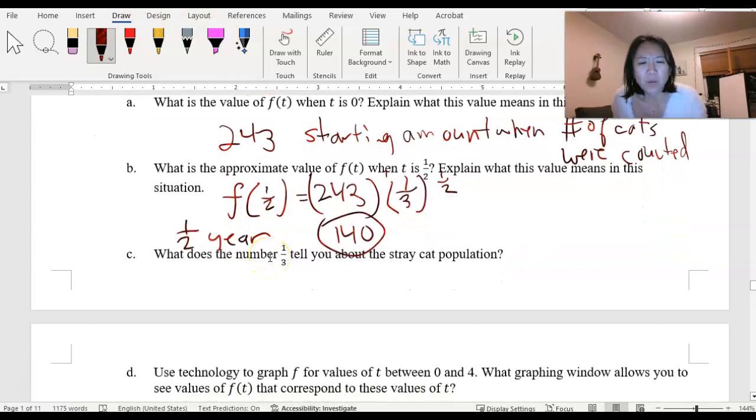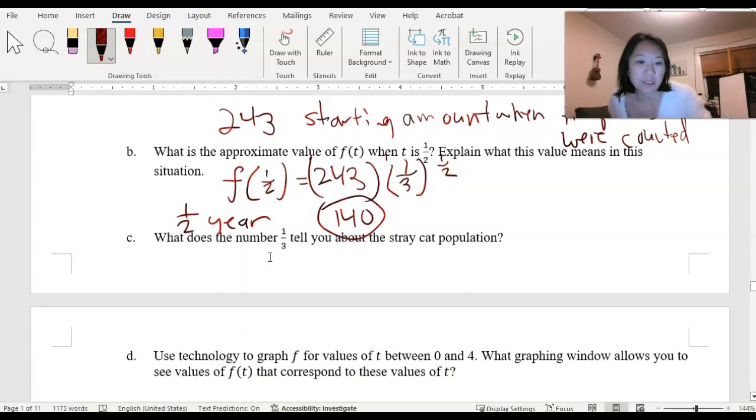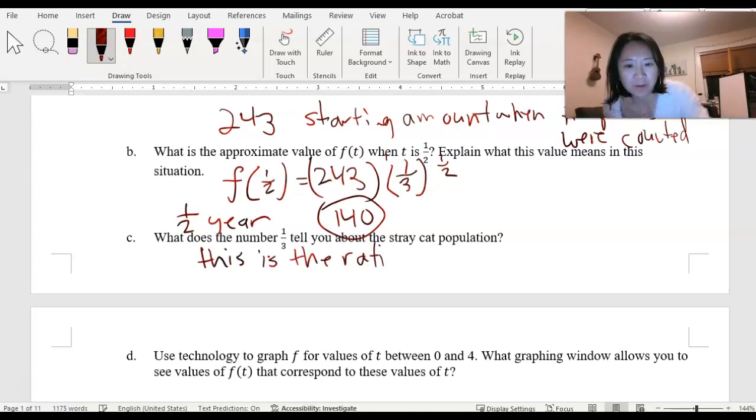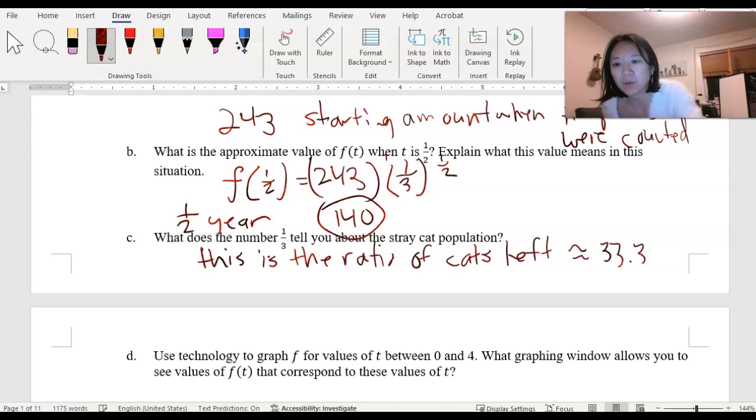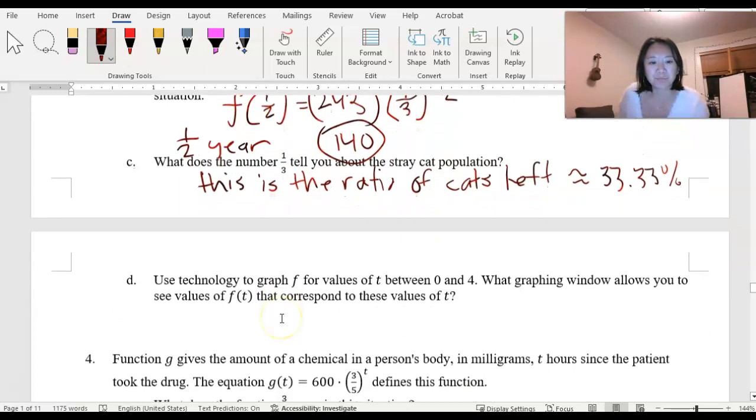What does the number 1/3 tell you about the stray population? Oh, I just said that. So this is the ratio of cats left in the population. So approximately 33.33% are left after a year.